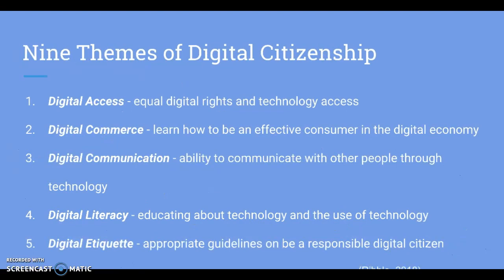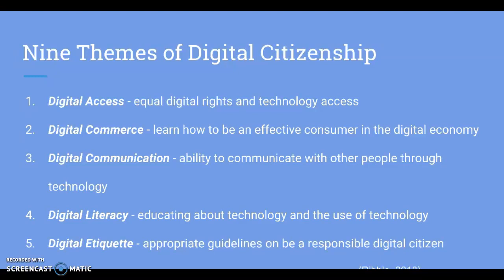Now let's go into the 9 themes of digital citizenship that we want to teach our students as well as be educated on. The first one is digital access, which focuses on equal digital rights and technology access. I know at my school, every student has their individual Chromebook that they can use within their classroom.